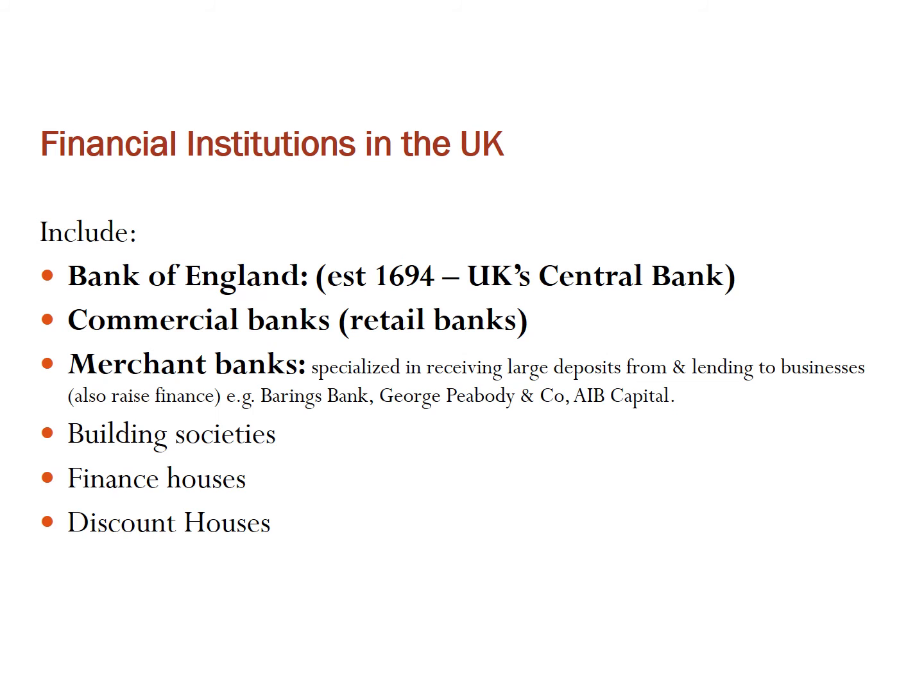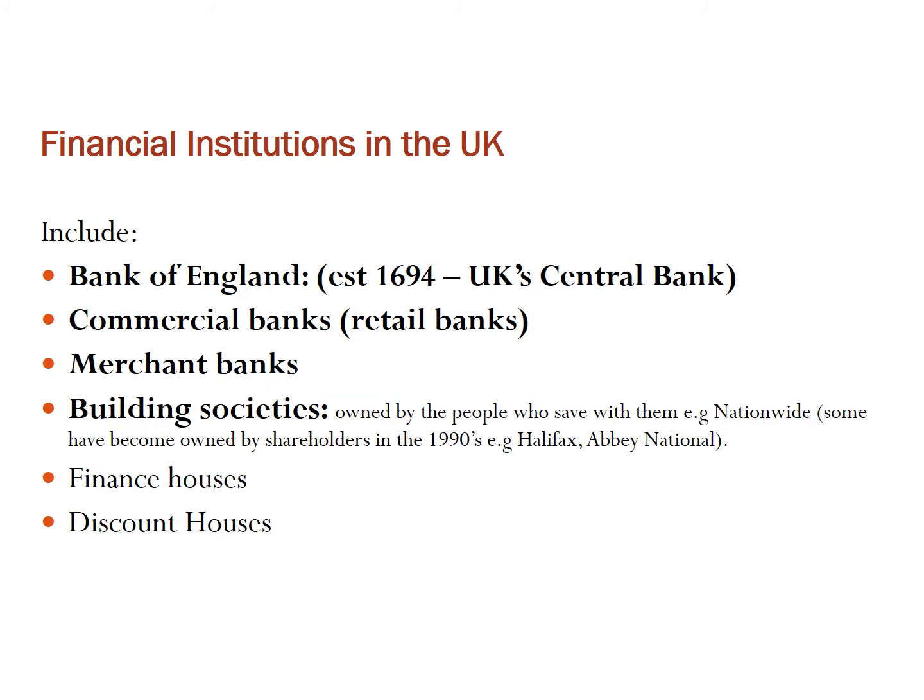How about merchant banks? These specialize in receiving large deposits from and lending to businesses. They also raise finance. Okay, Barings Bank, George Peabody and Co., AIB Capital. So they specialize in large deposits as opposed to the small money that people like you and me have. How about building societies? These are owned by the people who save with them, like Nationwide. Although some have become owned by shareholders in the 1990s, like Halifax, Abbey National. Okay, as opposed to other banks, they are owned by the people who save with them.